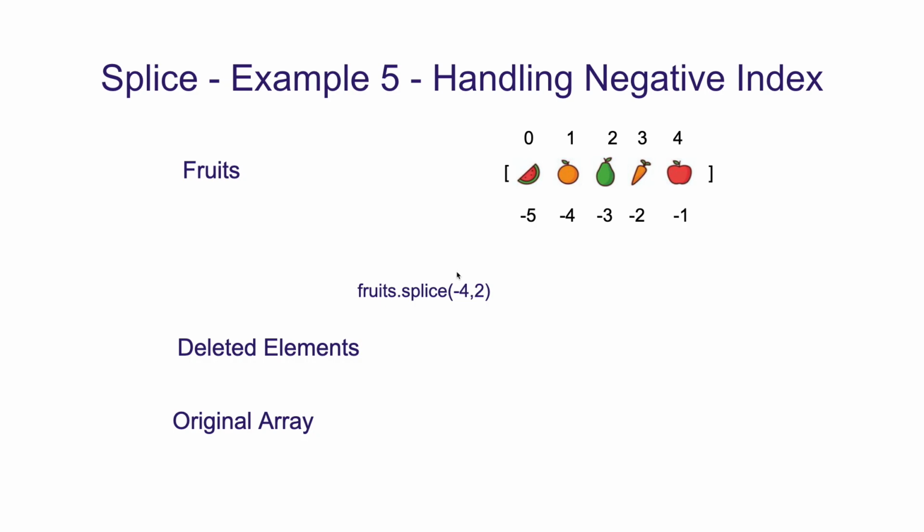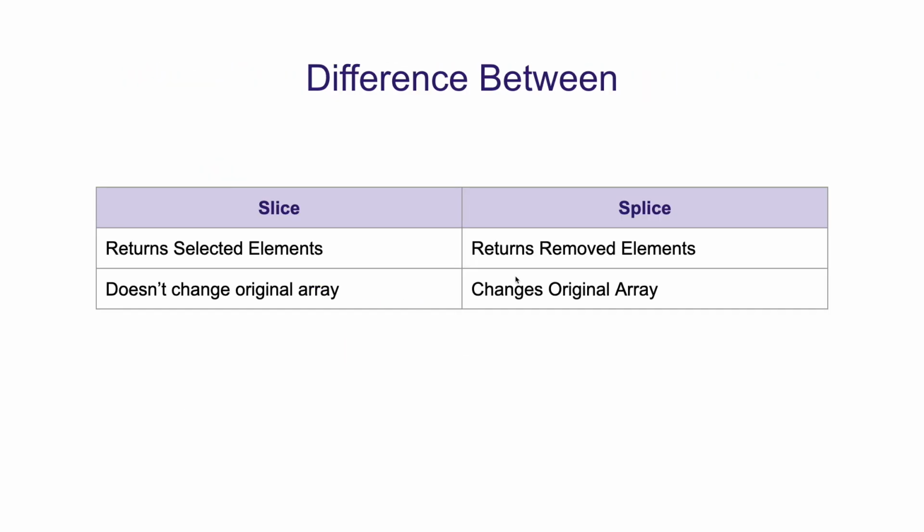In example 5, we are going to use splice function with a negative index. Similar to slice, we can use negative index in splice also. Here you can see that we are using splice with -4 and 2, which means that we want to delete 2 elements starting from the last 4th position. In this example, we want to delete the elements from position 1 and position number 2, which leads to the deleted elements, and the original array will be updated accordingly.